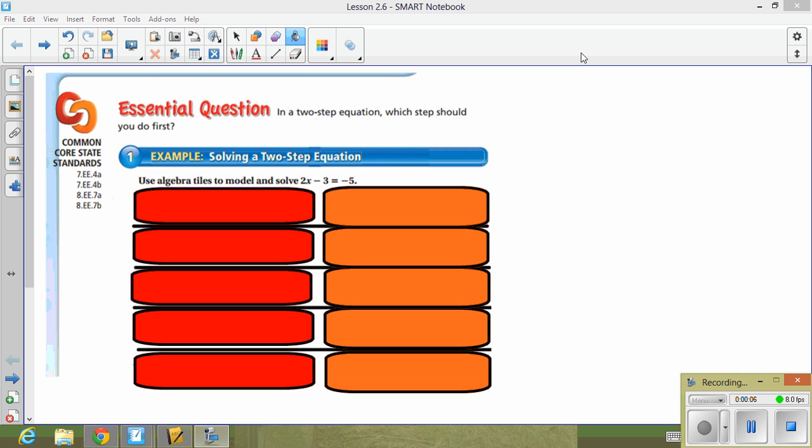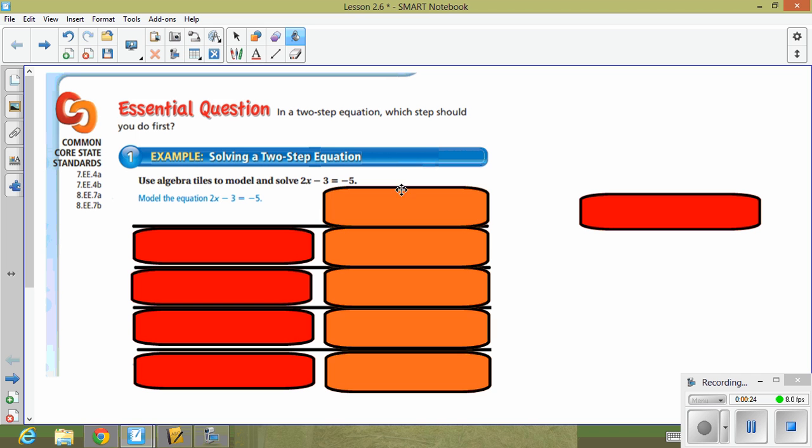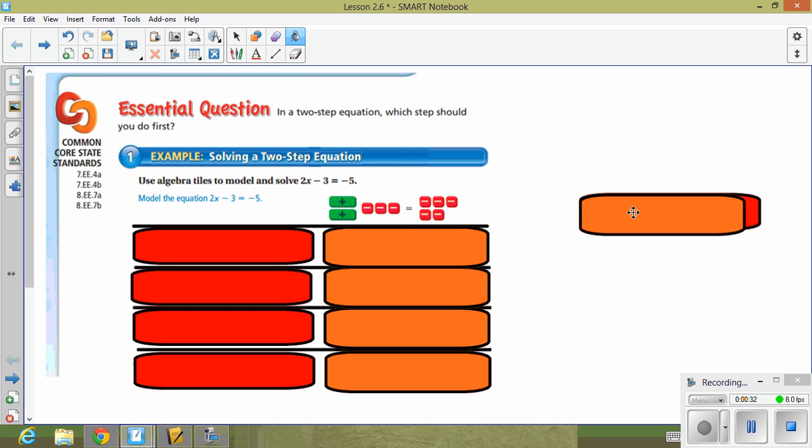Today's essential question is, in a two-step equation, which step should you do first? If we take a look at the example on the front board, we have 2x minus 3 equals 5. This is an example we did in class, so it should be very familiar for you. So what I'm going to do is model the equation 2x minus 3 equals negative 5.